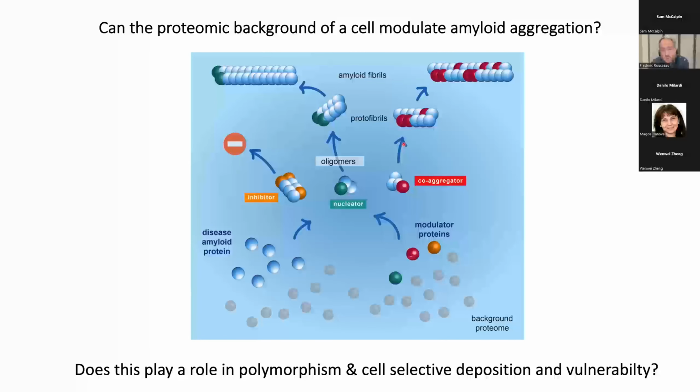Beyond that, the big question is, does the proteomic background against which an amyloid is growing play a role in its polymorphic structure? And does it play a role in the cell selective deposition and vulnerability of amyloids?